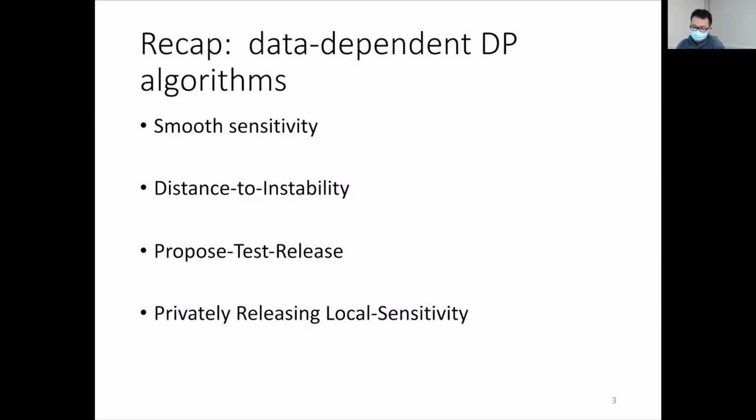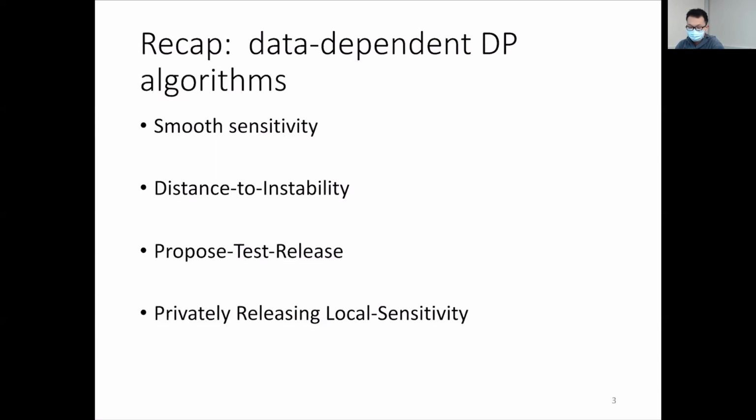Smooth sensitivity is a bit restricted. So we talked about how we can generalize smooth sensitivity and then come up with an alternative approach of getting data-dependent DP algorithms so that it applies more broadly to a wider family of problems. So that's the topic of the last lecture.